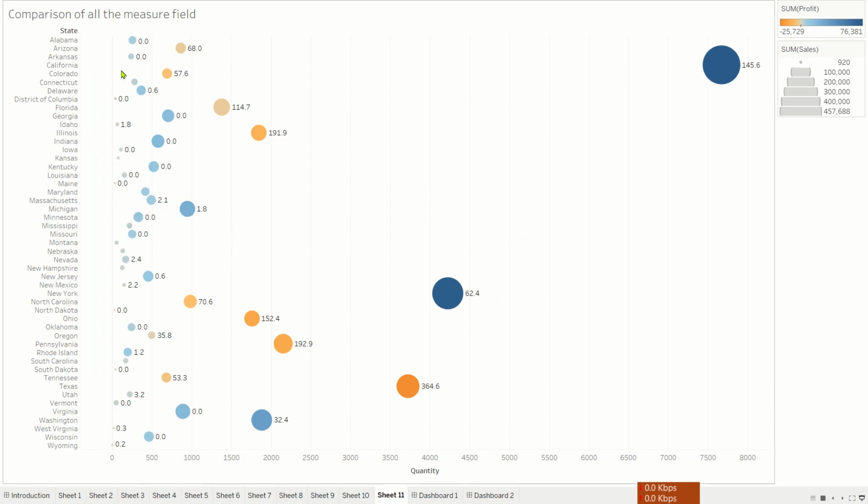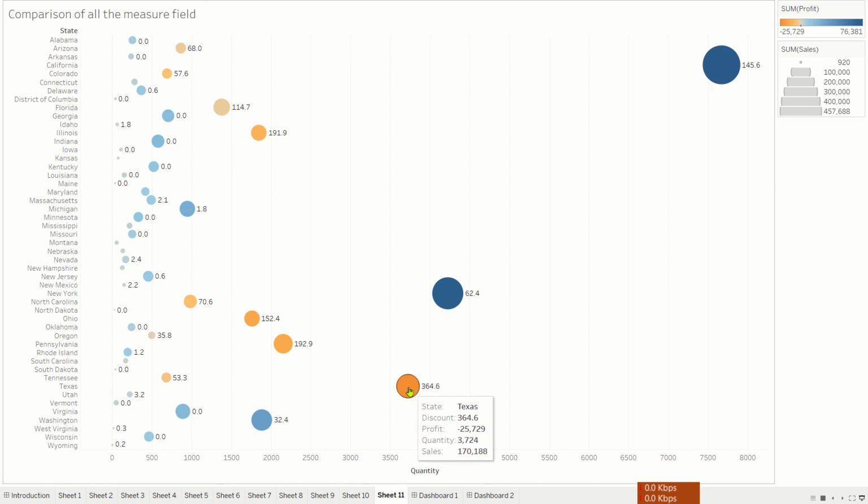Next, finally we compare all of the major fields altogether. Here, the larger the size, the larger the sales. The color indicates the profit. Here in the x-axis we plot the quantity. So we see that the state California has maximum quantity, maximum profit, maximum sales.